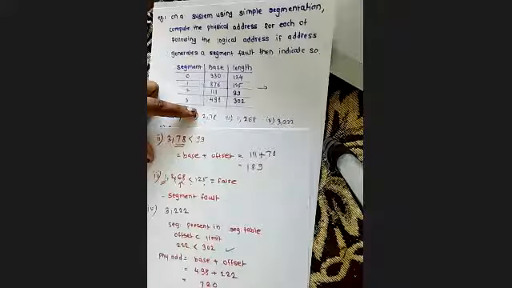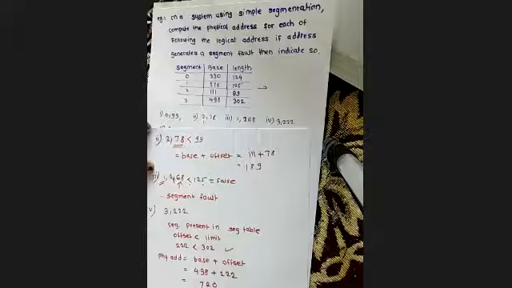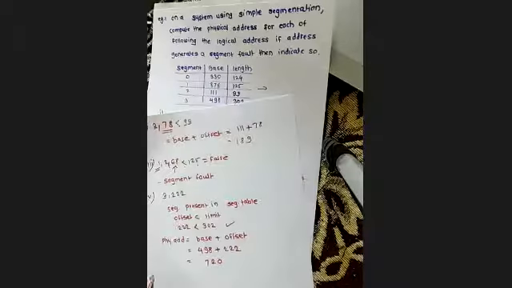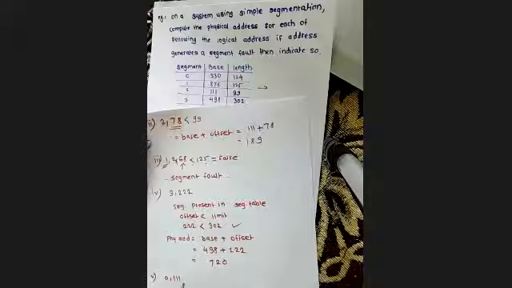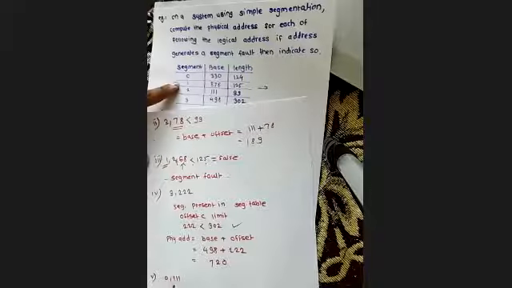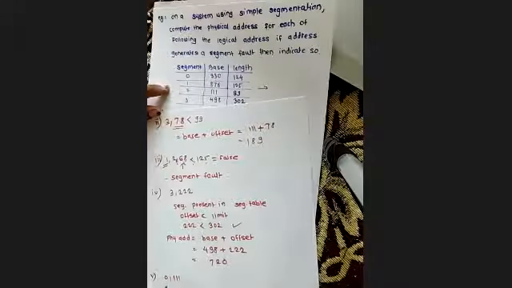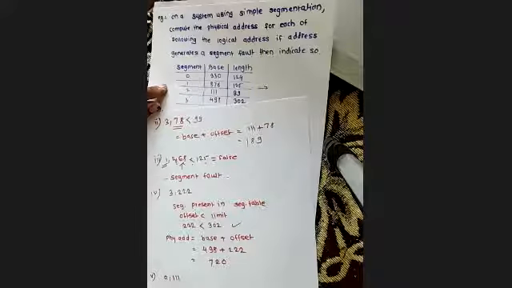This will be your physical address. Now the last one, fifth one, 0, 1, 1, 1. Now we have to check whether the 0 segment is present. Yes, it is available. Sometimes it's possible that the asked segment is also not available in the segment table. So in that case also you have to mention the segment is not available in the segment table. So segment fault will occur.